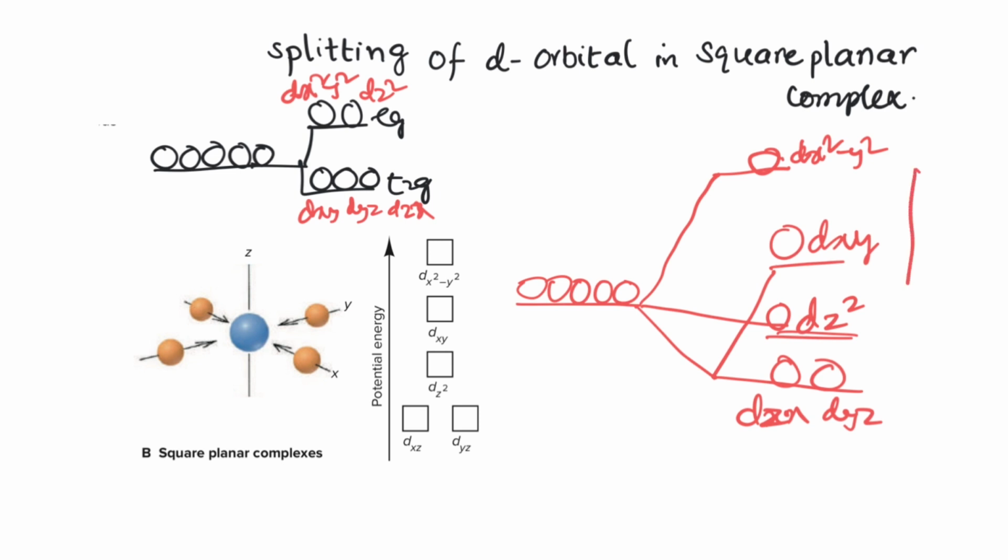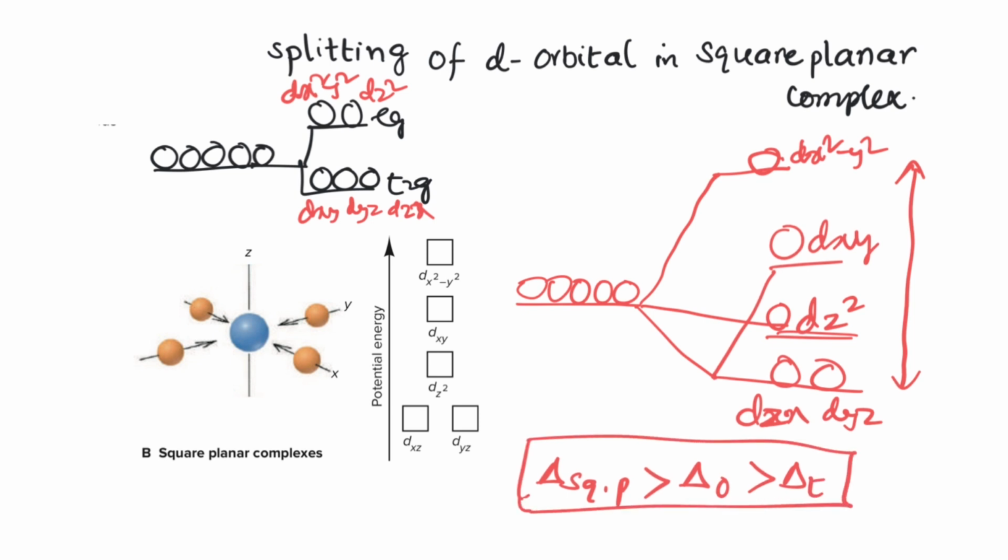So this energy gap is very high compared with octahedral and tetrahedral. So delta square planar is greater in splitting than delta octahedral and delta tetrahedral. So this is useful for NEET and JEE Mains level. So simply, for remembering purposes, only for square planar complexes, those orbitals having the x and y component are in the higher energy level. Those having the z component are in the lower energy level.